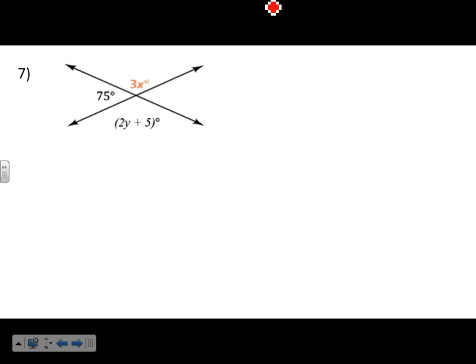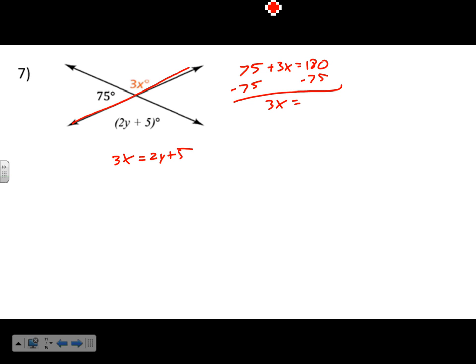So this one, if you try to do the vertical angles, we have 3x is equal to 2y plus 5. We can't solve that because we have two variables in there. So we first can solve the x because that is a linear pair. So I know they're supplementary. 75 plus 3x is equal to 180. Subtract 75. 3x is equal to 180 minus 75, which is 105. Divide both sides by 3 is 35. X is equal to 35. So we solve for x.